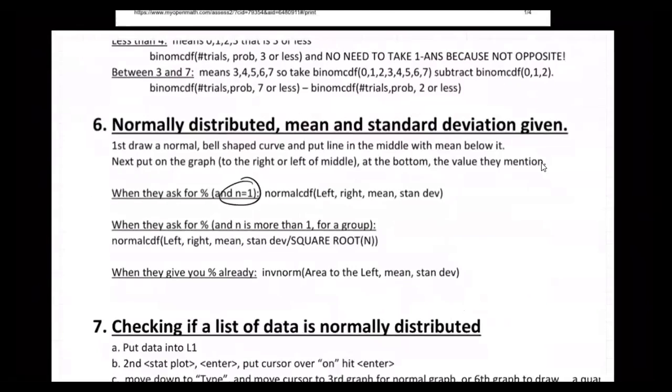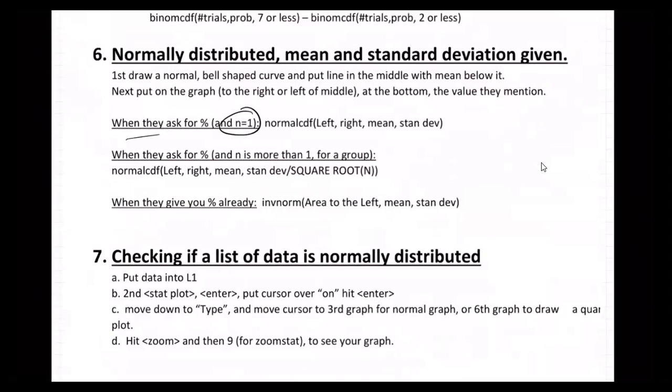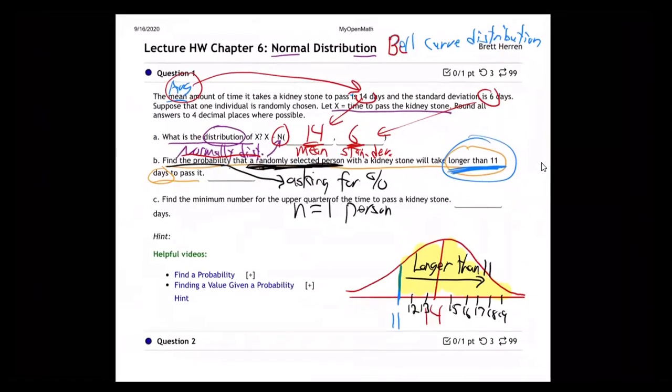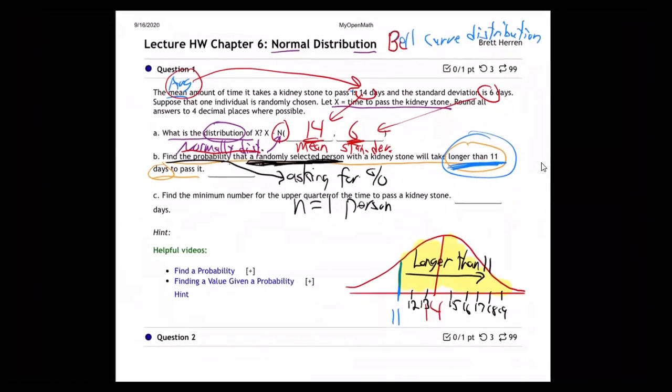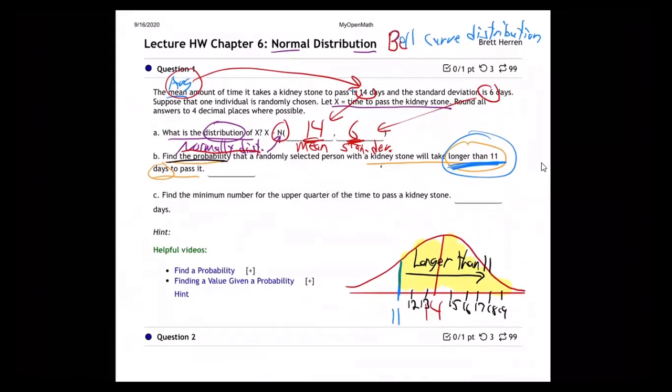Okay, come on back down. So they're asking for a percentage. It's 1 person. There's what we do on our calculator. Normal CDF, left, right, mean, standard. So let's go back up. I'll write that down, and we'll go to our calculators and do it. So it's going to be normal CDF. It's going to be left, comma, right, comma, mean, comma, standard deviation.